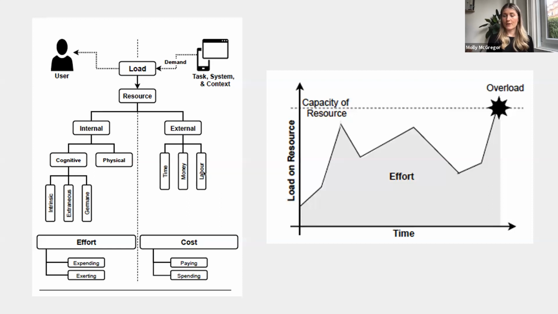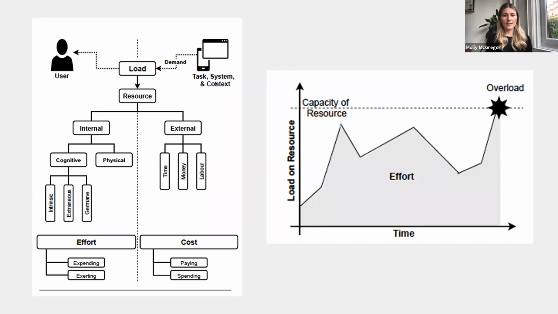For example, the number of items we can hold in our working memory or the amount of time available to complete a task. And these capacities are not fixed and may vary over time. For example, through training, a user might increase the working memory capacity of their brain, but if they're stressed or tired, then this capacity may be reduced. And demands can emerge from the properties of the task system and more generally the context.